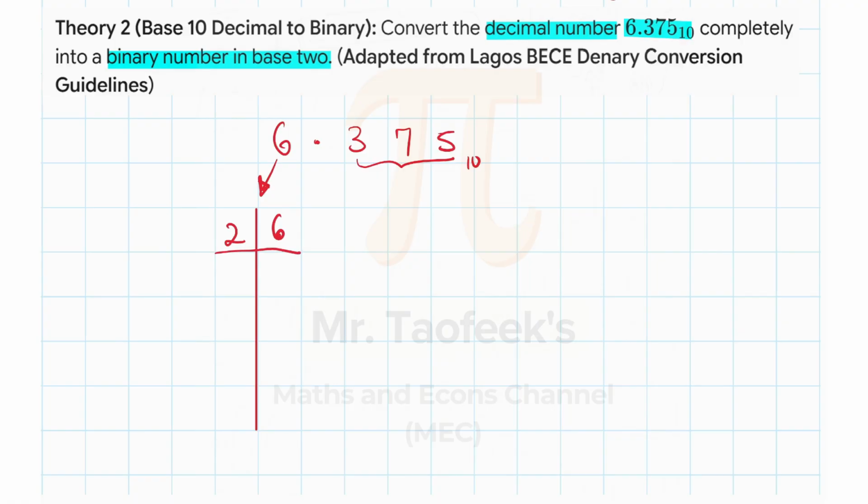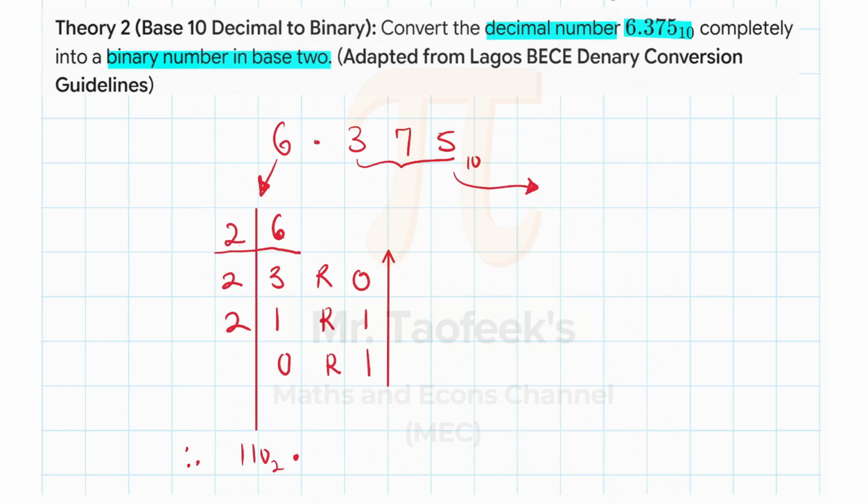So the first thing to do is 2 in 6, that's going to give us 3 with a remainder of 0. 2 in 3 is 1 with a remainder of 1. 2 in 1 is 0 with a remainder of 1. And then your answer is, you're going to go all the way up. So therefore, that is 110 base 2. But don't forget, there is still the decimal point, the fractional part, which is this.